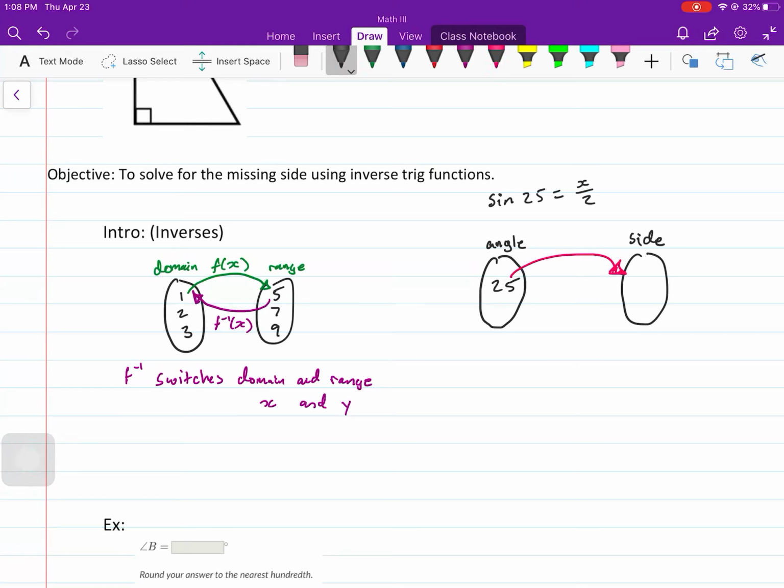So how are we going to go backwards? So that's what sine did. Sine gave us a side from an angle. So how do we go backwards? How do we take a side and go back to an angle? Well, how are we going to do that? We're going to use the inverse of sine.